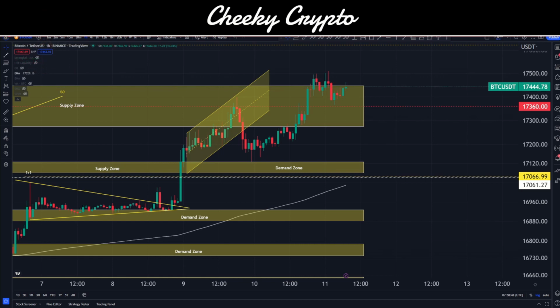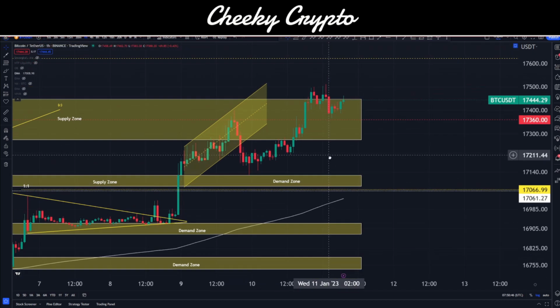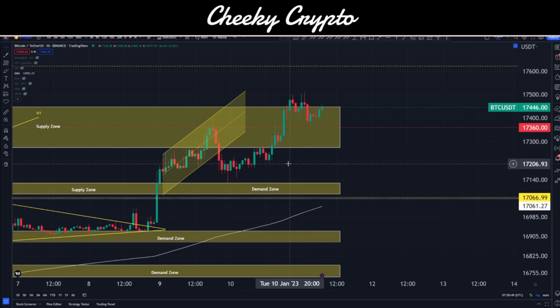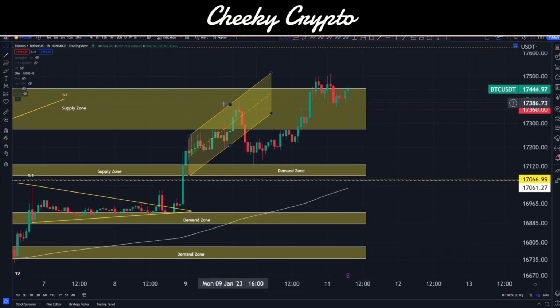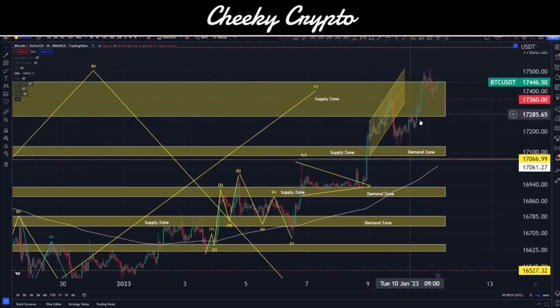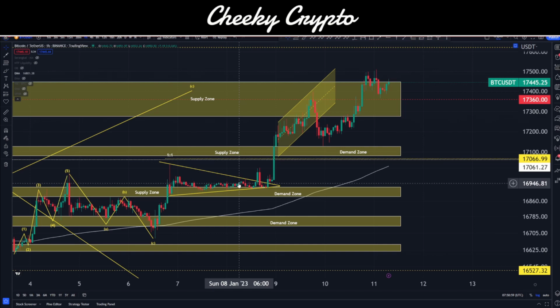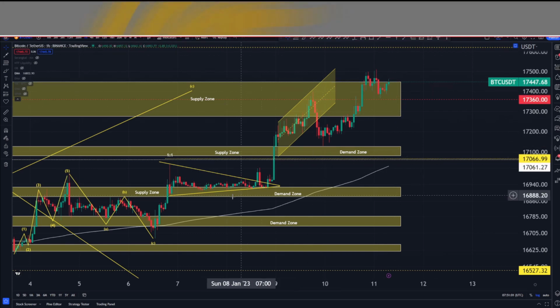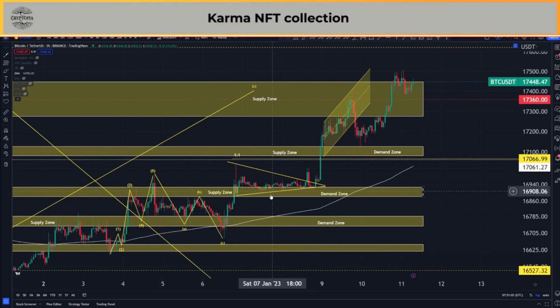So let's go ahead and jump on down into this structure to the upside. One of the things that I was talking about yesterday was essentially that we either had completed our structure up here, or we had to have another 5-wave move to complete a double zigzag pattern, which is what I think is going on within here.